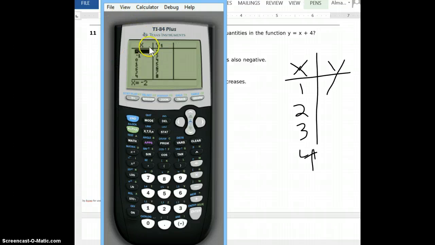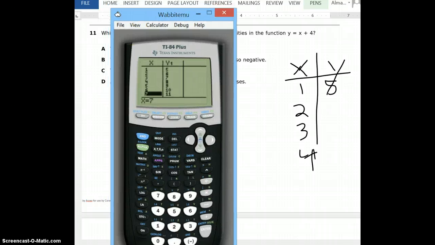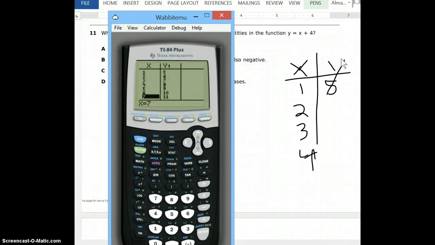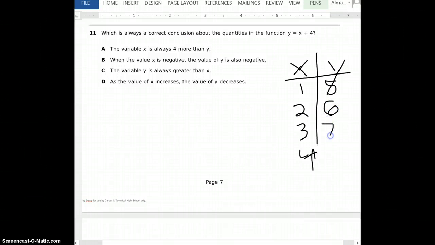Second graph, if I plug in a 1 in this table, I get out 5. And my calculator disappeared. And if I plug in a 2 in this equation, as you can see from right here, if I plug in a 2 for x, I get out a 6. If I plug in 3, I get out 7. 4, I get out 8. So 6, 7, and 8. And so now that we kind of have an idea of what's going on, let's look at our answer choices.